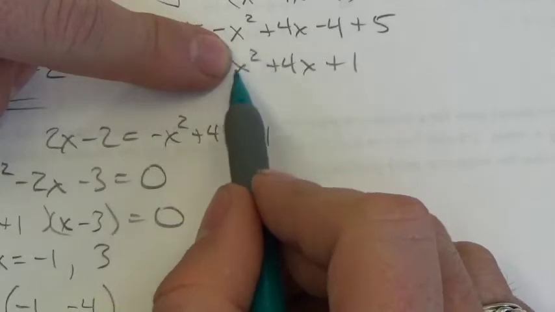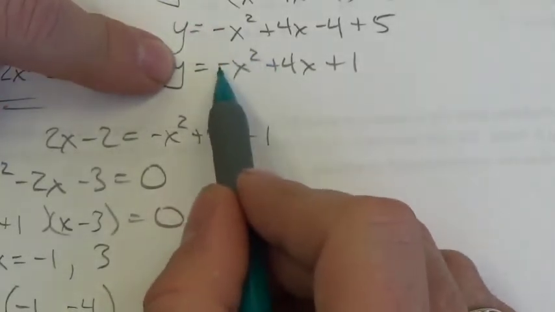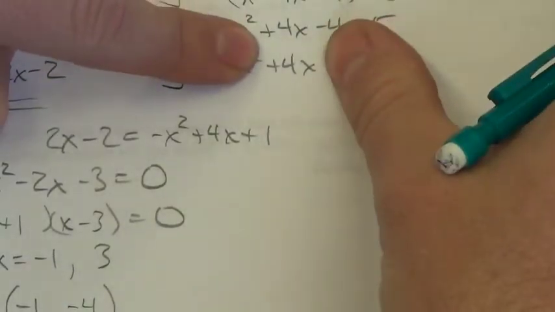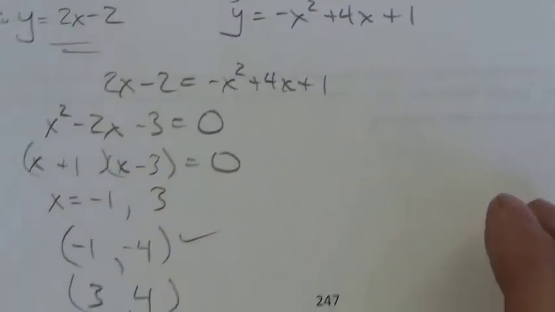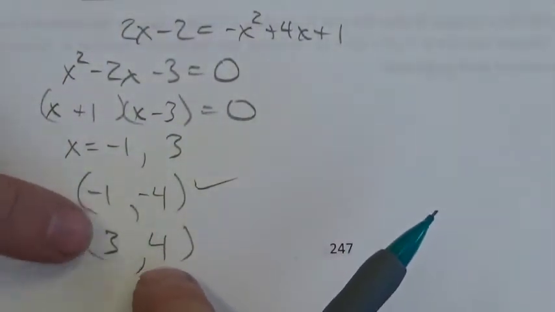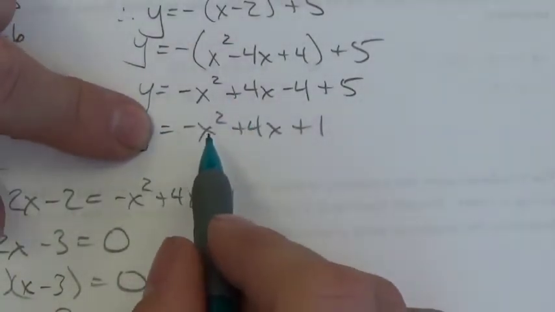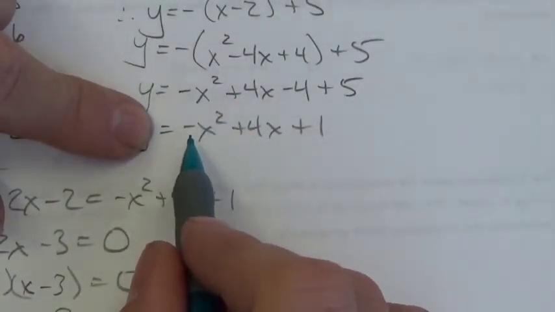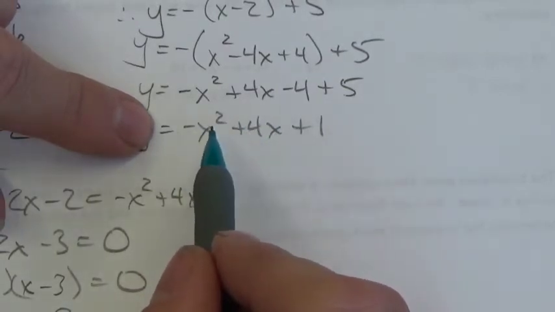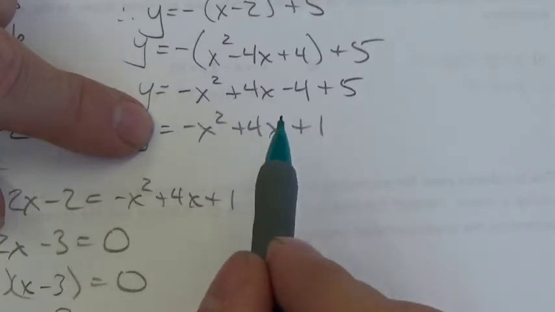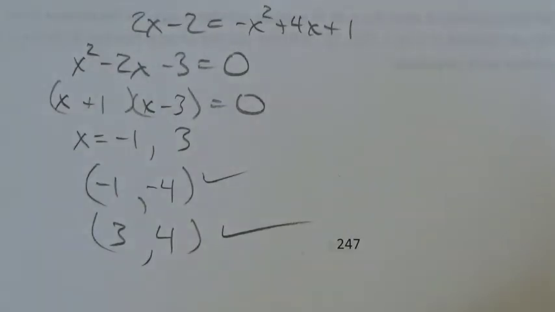Negative 1 squared is going to be positive 1 times negative 1. So negative 1, plus 1. Those cancel. And 4 times negative 1. Oh yeah, there it is. There's your negative 4. So that worked. Now let's try 3, 4. So y is equal to 4. So this is going to be 3 squared is 9, negative 9. 4 times 3 is 12. So negative 9 plus 12 is going to be 3, plus 1 is 4. Yeah, there we go. They both work. That's the solution of the equation.